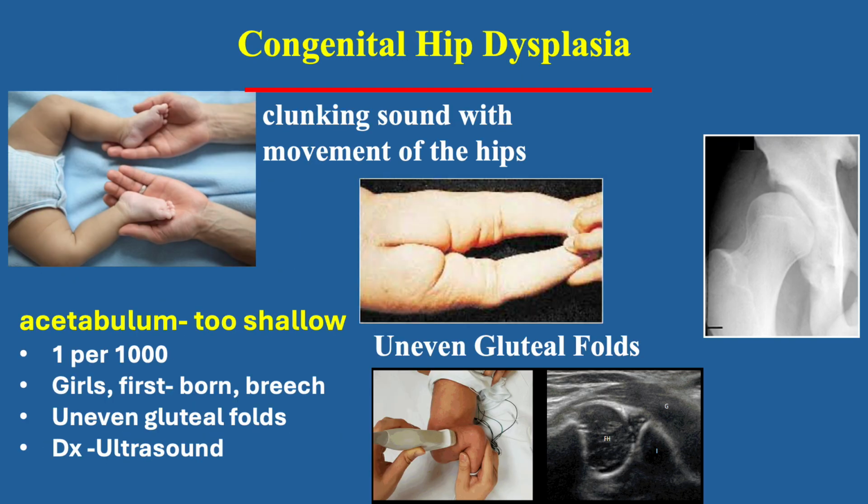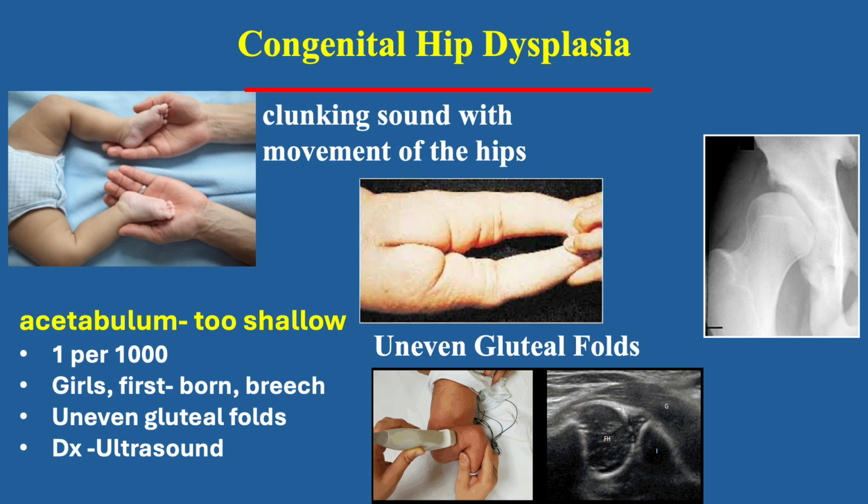Congenital hip dysplasia. In congenital hip dysplasia, essentially the acetabulum is too shallow and the hip dislocates. The incidence is 1 per 1,000 births, with firstborn, females, and breech presentation having a higher incidence. Uneven gluteal folds aid in the diagnosis of dislocation. Clinical features vary from mild hip instability and limited abduction in the infant to asymmetric gait in the toddler.